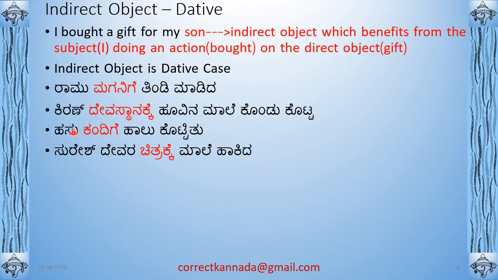Halu kottito. So hasu halu kottu is to give. Halu means milk. Hasu halu kottito means the cow gave milk. So halu is your direct object, right? But who did it give it to? It gave it to its calf.